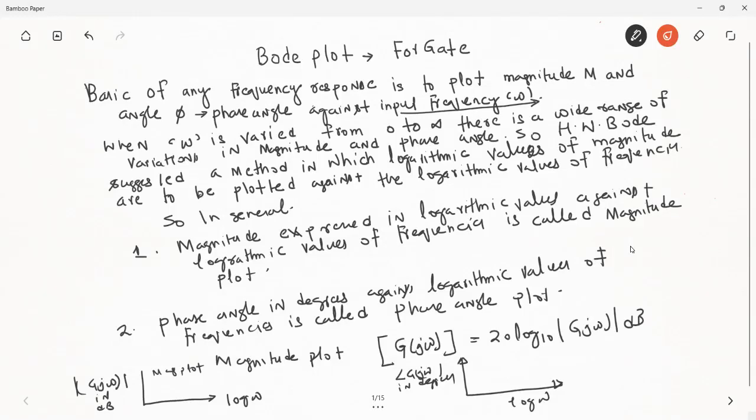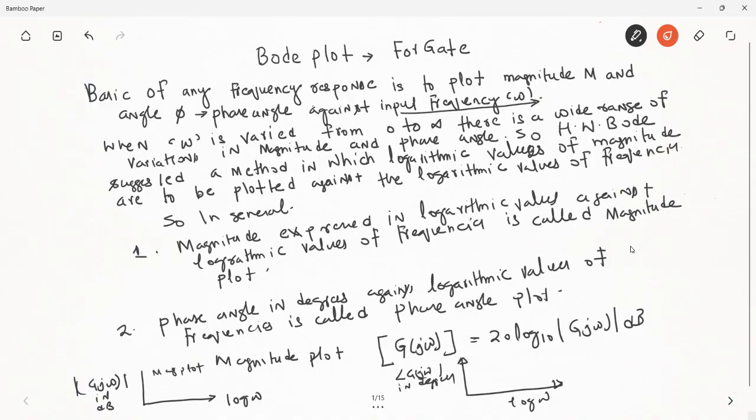Hello. So today we'll be starting Bode plots for GATE. Basically, when you are understanding the Bode plot, what it means is that you are varying two quantities. One is your magnitude, another one is your phase. But you will be varying it with the logarithmic values of frequencies, because the range of frequencies that you need is from 0.1 to infinity.